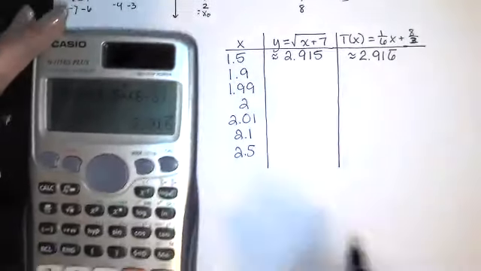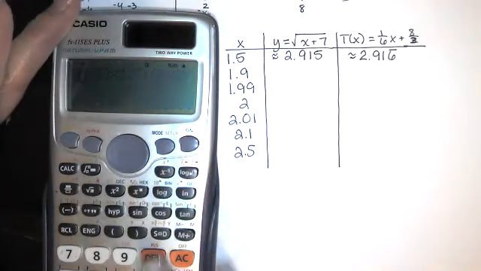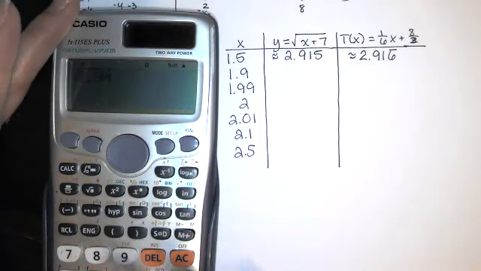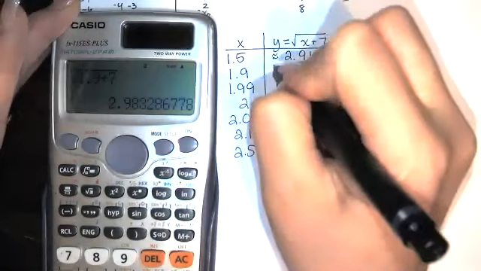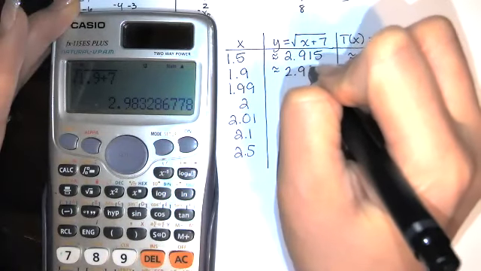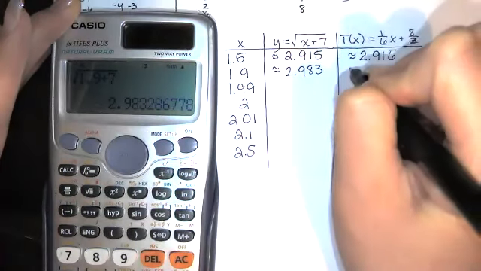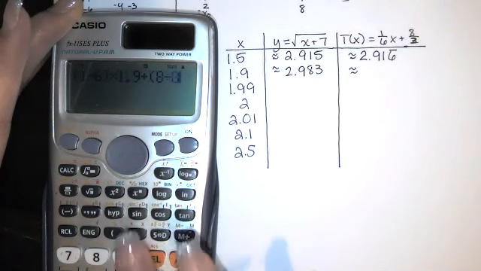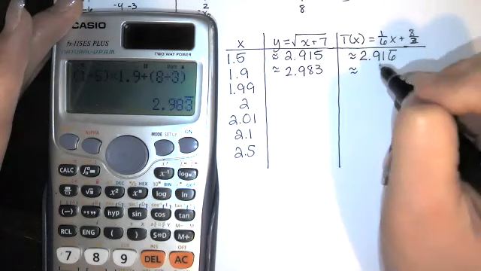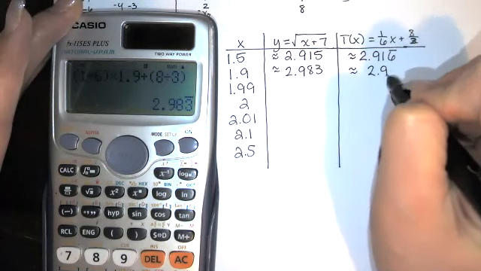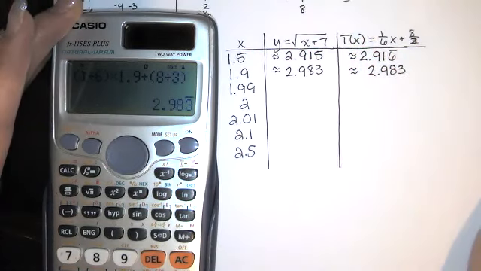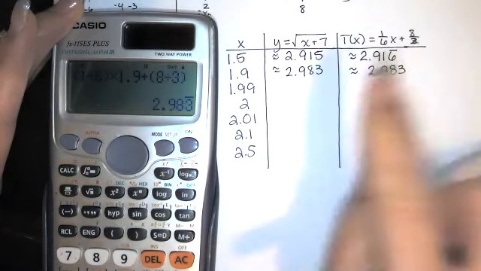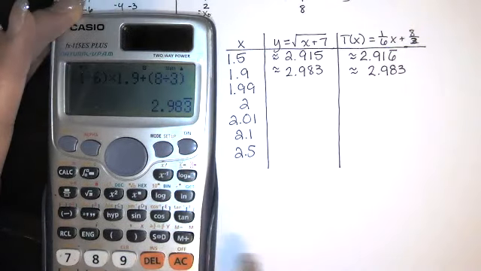Okay, let's see what happens at 1.9. So I've got the square root of x, which is 1.9 plus 7. I get 2.983. And let's see what we get for the tangent line at 1.9. So I have 1 divided by 6 times 1.9 plus 8 over 3. 2.983. Okay, so they're already indistinguishable out to 3 decimal places.